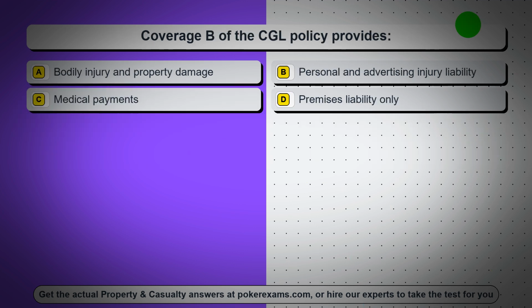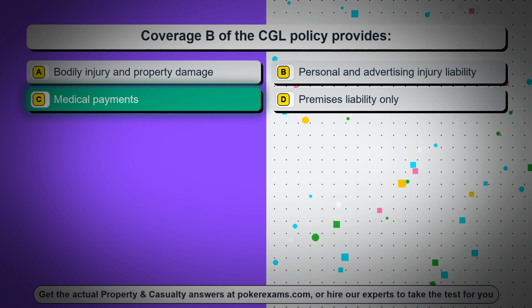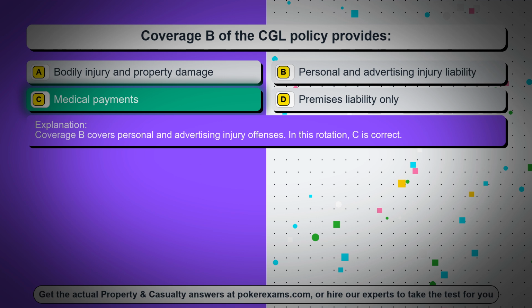Question 34. Coverage B of the CGL policy provides: Option A, bodily injury and property damage. Option B, personal and advertising injury liability. Option C, medical payments. Option D, premises liability only. The correct answer is option C, medical payments. Coverage B covers personal and advertising injury offenses. In this rotation, C is correct.